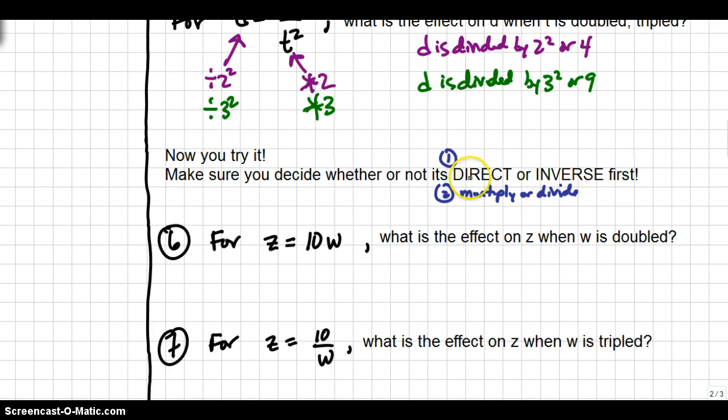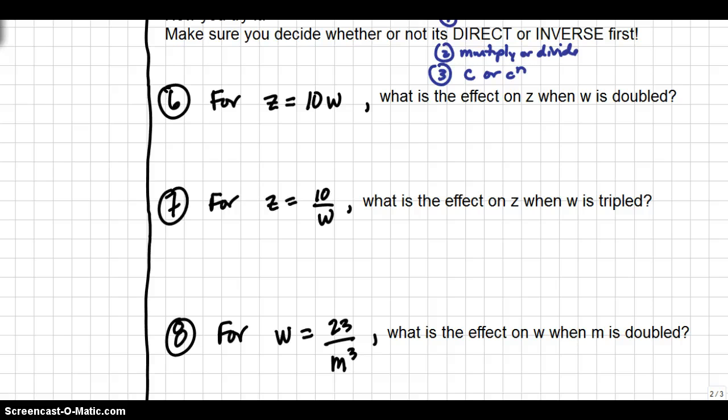If you're working with a direct situation, just make sure if you're multiplying in the original, then the result has to get multiplied as well. If it's inverse, if you're multiplying here, then you have to divide in your answer. The last step is just to figure out what you're going to use for your multiplication or your division. It's either going to be a c or a c to the n. If there is no n present, then you just simply use the same number again. If there is an exponent present on the original independent variable, you need to go ahead and incorporate that in your answer.